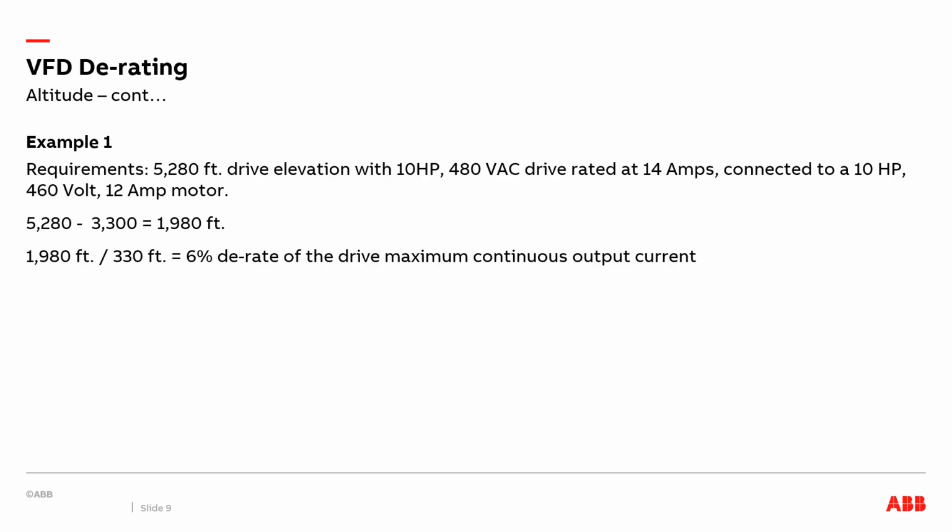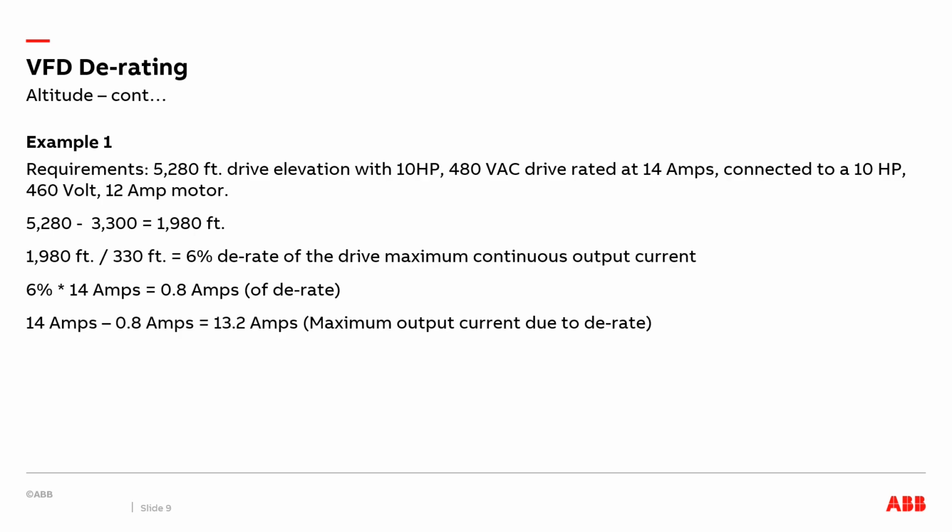So let's start doing some math here. We take our 5,280 feet and subtract 3,300 feet, and we get 1,980 feet. We take our 1,980 feet and divide it by 330 feet, and we're going to get a 6% D-rate of the drive's maximum continuous output current. We take that 6% and multiply it by the 14 amps of the drive, and we calculate that we get approximately 0.8 amps of D-rate.